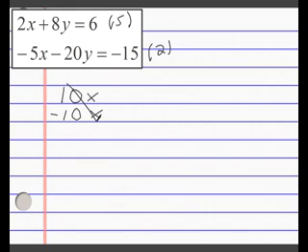So the top equation, I'm going to go ahead and continue multiplying out by 5. 5 times 8 is 40y, and 5 times 6 is 30. On the bottom, 2 times negative 20 is negative 40y equals, and 2 times negative 15 is negative 30.